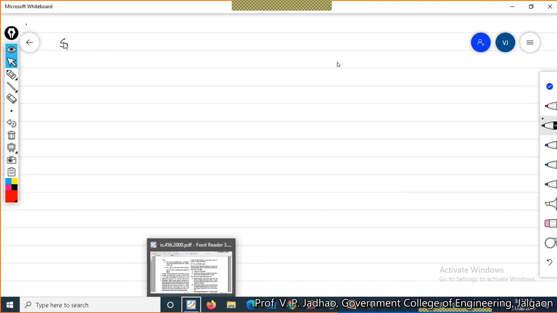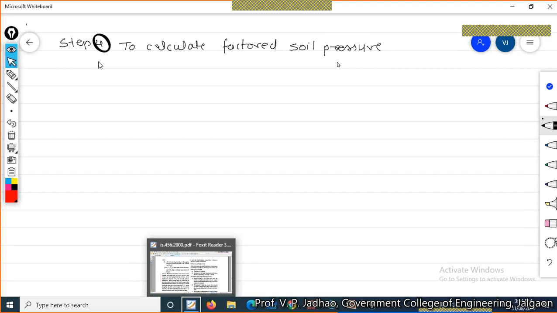Okay, next step is step number 4. Step number 4 is to calculate the factored soil pressure. Now we know the formula for calculating the factored upward soil pressure.